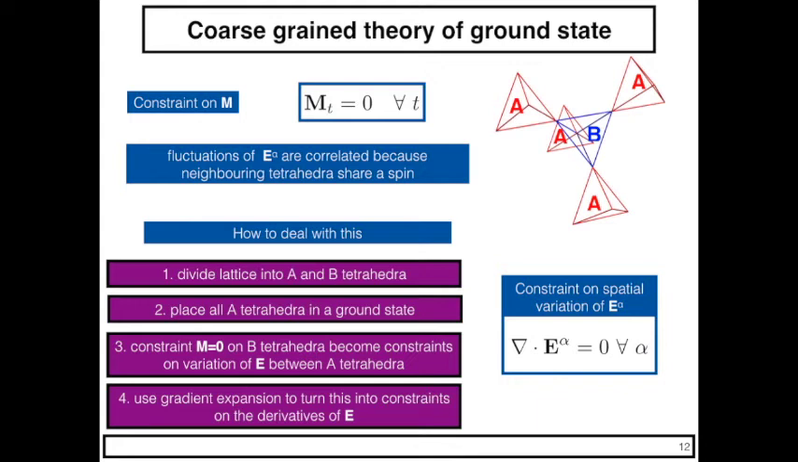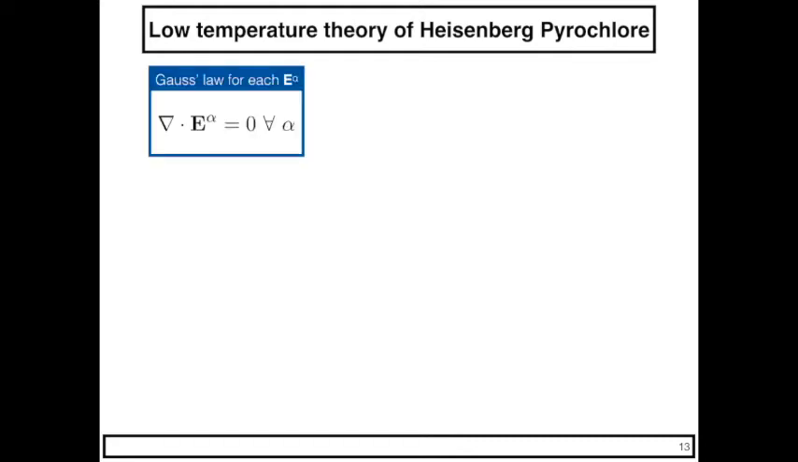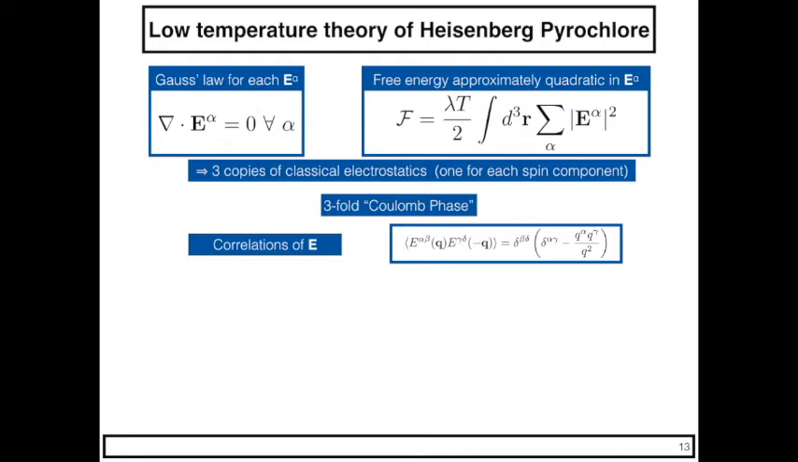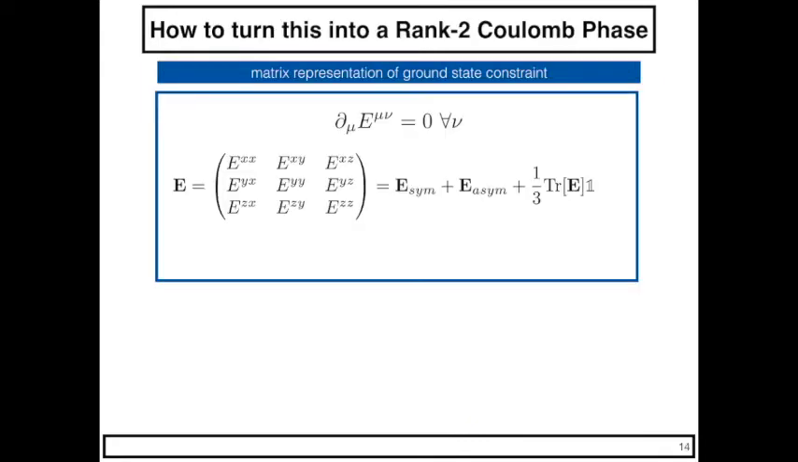So from this we can derive a low-temperature theory of the classical Heisenberg model on the pyrochlore lattice. We have separate Gauss laws operating on each of the 3 flux fields, and each contributes a separate E² term to the free energy. Using these equations, we can then calculate correlation functions in momentum space for the fields E, and they have these bow tie-shaped pinch point singularities. So this Heisenberg model gives us an ordinary Coulomb phase, in fact 3 copies of an ordinary Coulomb phase, but what we want is to turn that into a rank-2 Coulomb phase.